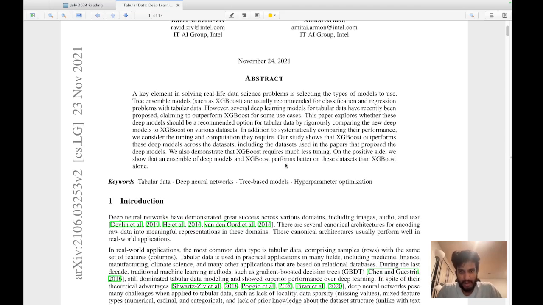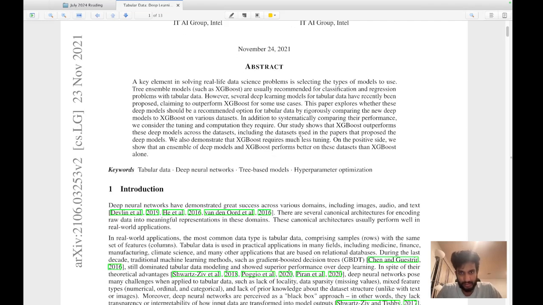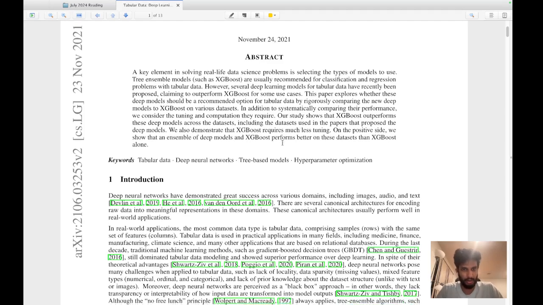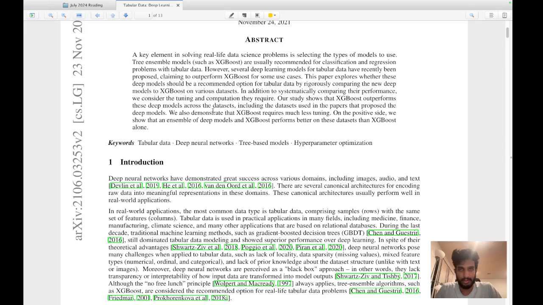And in addition to comparing their performance, we consider the tuning and computation they require. Our study shows that XGBoost outperforms these deep models across the datasets, including the datasets used in the papers that propose the deep models. Okay, now that's a huge claim, because if these deep learning models were published, and they are claiming to outperform XGBoost for some use cases, maybe they didn't properly do the hyperparameter tuning or whatever it is.